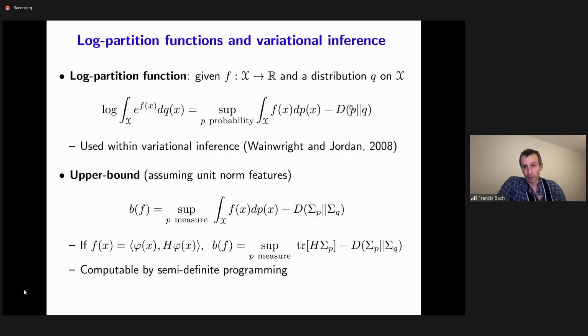This is direct. You replace P and Q by D of sigma P, D of sigma Q. And this gets really powerful if you take functions f which are quadratic forms. Then these expectations only depend on the trace of H times sigma P, and this can be computed by semi-definite programming. This is convex in sigma P, and this is linear, so it's a convex problem, and you can solve it. You can look at the paper to know a bit more. Here I'm just showing that you can extend all of that to variational inference.